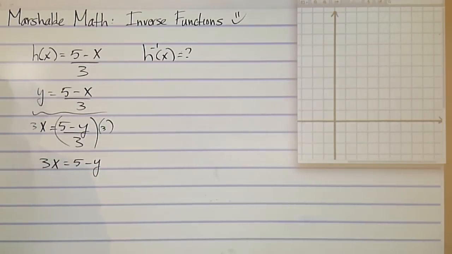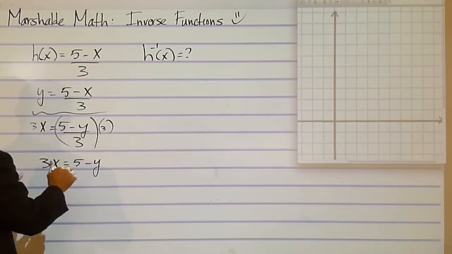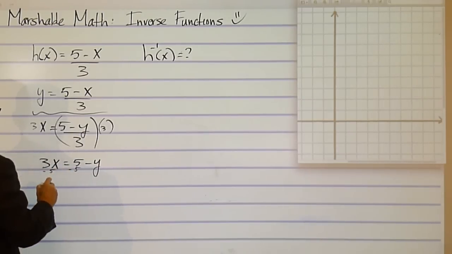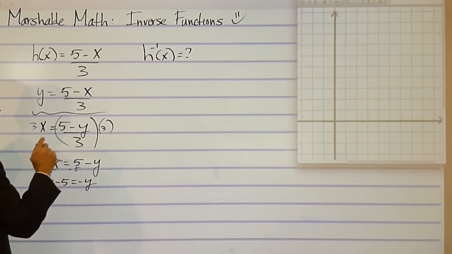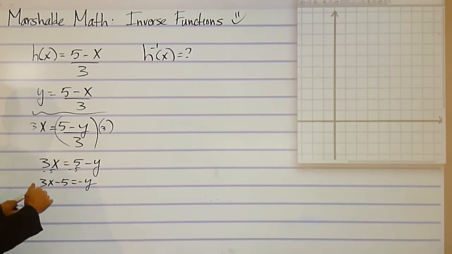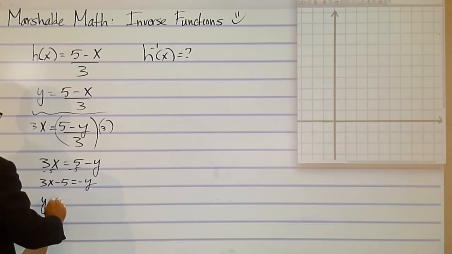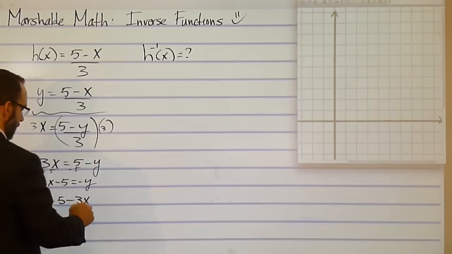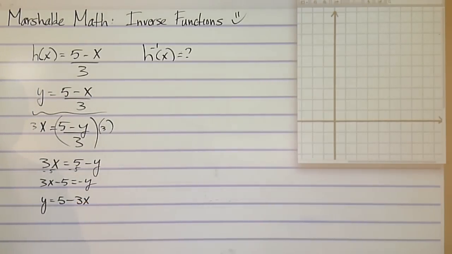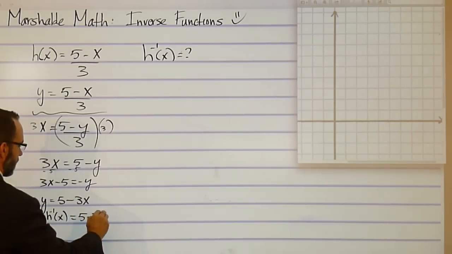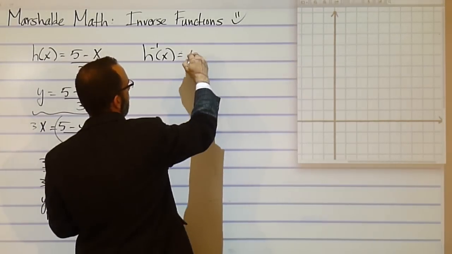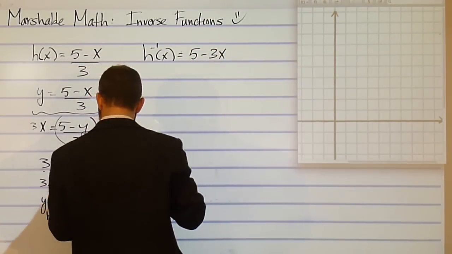Oh no, there's a negative involved. Let's see here. Subtract 5 from each side, so I'm going to get 3x minus 5 is equal to negative y. Multiply everything through by a negative, and then spin the thing around because I like my variable I'm solving for on the left. Does that not become y is equal to 5 minus 3x, or maybe 3x plus 5? Am I good? Oh, one more thing. I've got to call this h inverse of x is equal to 5 minus 3x. So I'm going to say this here is equal to 5 minus 3x.